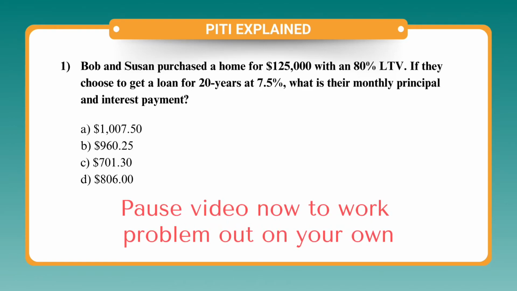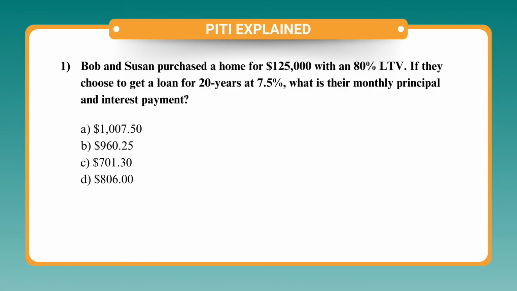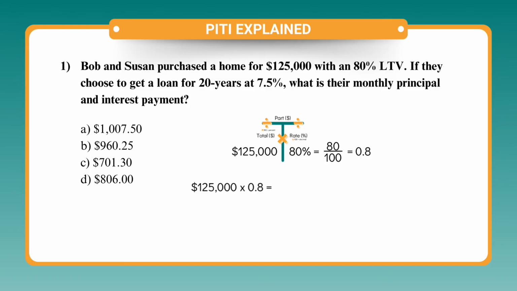Okay, so here we first have to find the loan amount. Remember, when it comes to the buyer, we always take from the loan amount, just like we did with points in our first example. Now, let's take out the T-chart. Place the purchase price of $125,000 in the total column, then the 80% in the rate column. Convert 80% into a decimal by dividing by 100, so that equals 0.8. Now we multiply. So $125,000 times 0.8 equals $100,000.